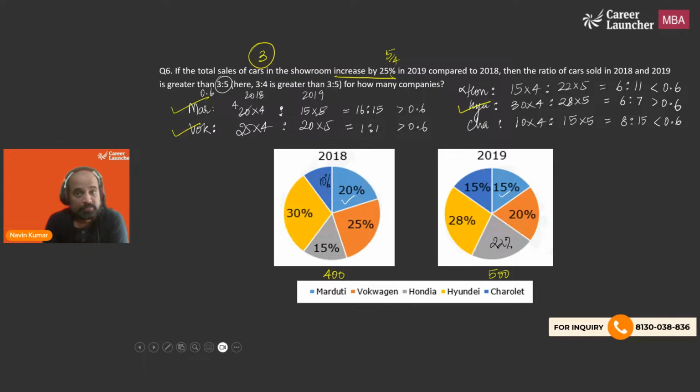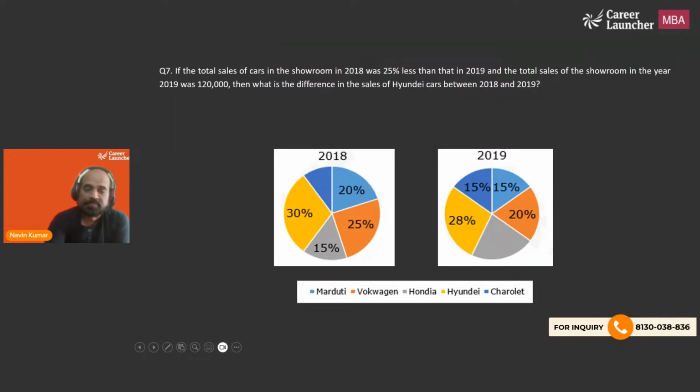The next one: if the total sales of cars in the showroom in 2018 was 25% less than that in 2019, so 25% less is 3 by 4. In 2019 we have 4, in 2018 we have 3. So this is basically saying there were 400 cars and this is 300 cars. You can assume the base to be 4x and 3x also. It won't change your answer, whatever is asked, because it's a ratio, so you will definitely be getting some definite answer.